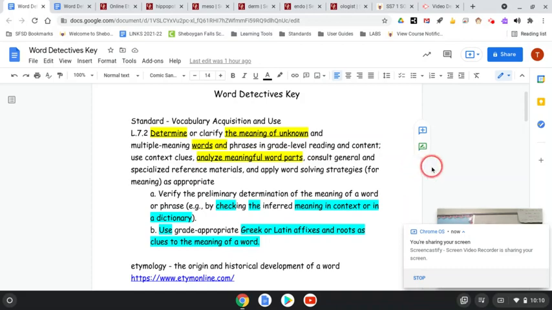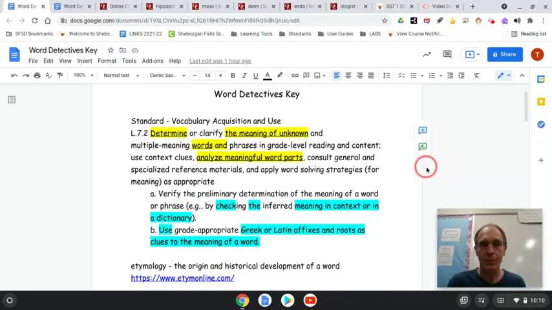Hello, everyone. So, you say you want to increase your vocabulary. Well, there has to be a way to do it.